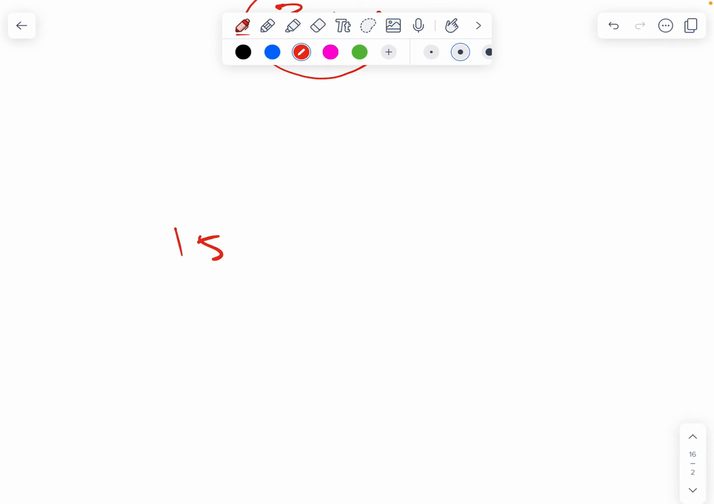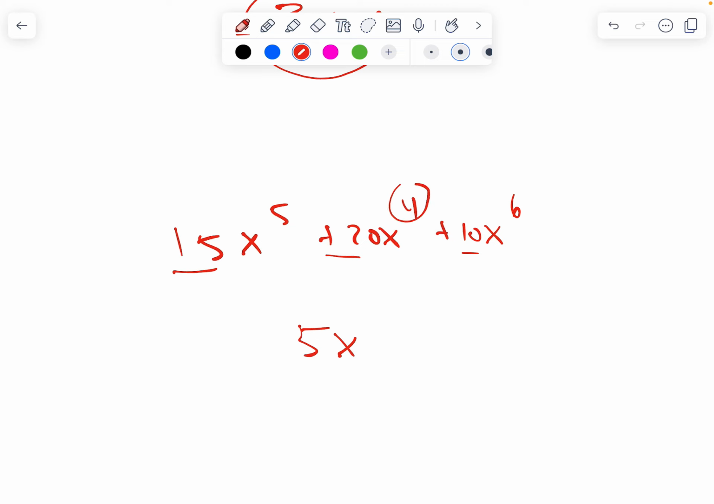Let's go ahead and do this one on your own. 15x to the 5th plus 20x to the 4th plus 10x to the 6th. What can you divide 15, 20, and 10 by? You can divide them all by 5. Fewest number of x's is 4, so 5x to the 4th is the greatest common factor.